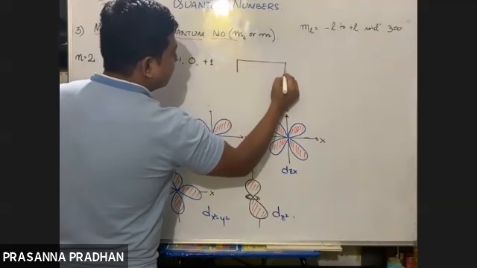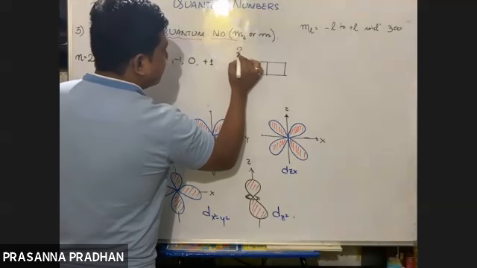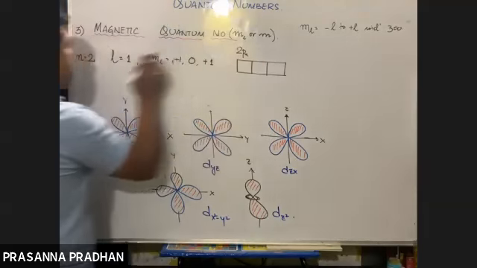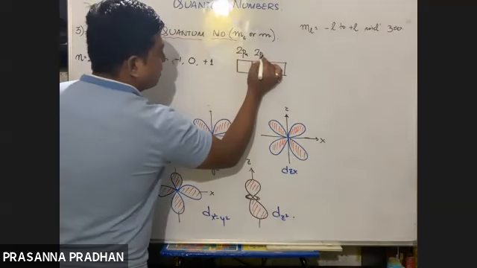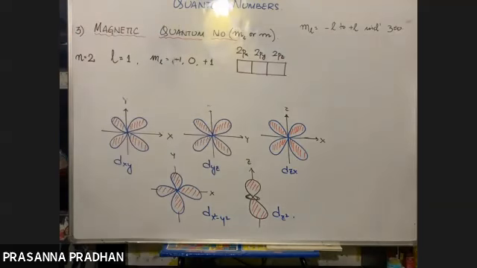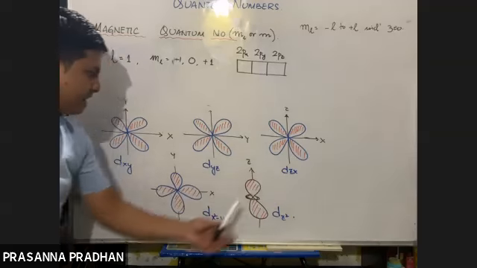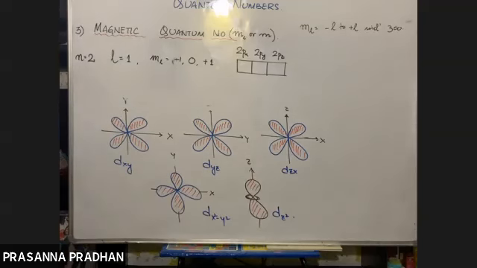The p orbitals can be designated by boxes like this. What are the p orbitals? We can write 2px, since it is present in the second shell. Then 2py, then 2pz. Similarly, if we have 3d, we can write 3dxy, 3dyz, 3dzx, 3dx square minus y square, 3dz square, and so on. Okay?